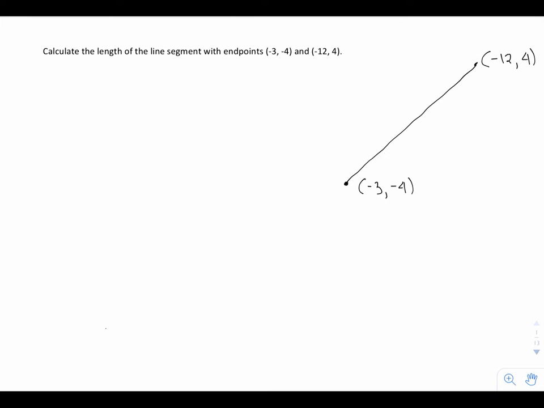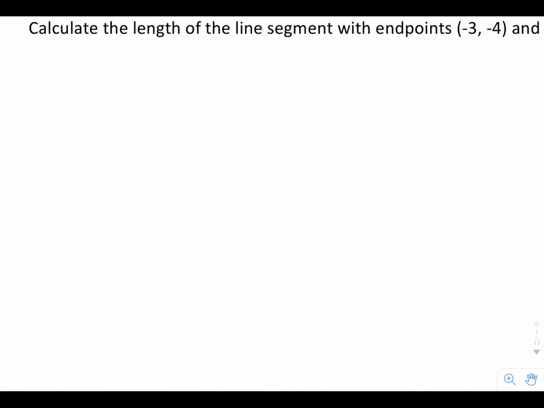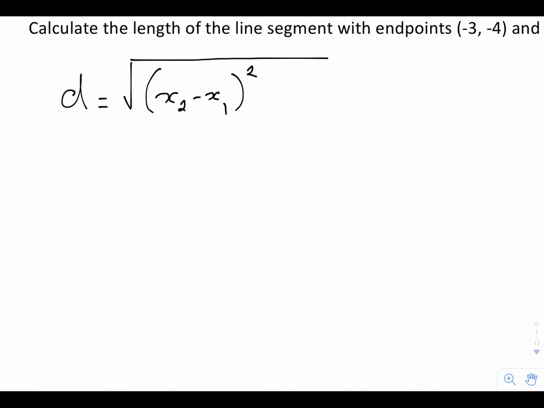Okay, now we're given a formula for the length of a line, length, distance, whatever you want to call it, and it is, in case you forgot, d equals the square root of x2 minus x1. These are the first coordinates of our ordered pairs. We take the difference and we square them. And same thing with the y values, y2 minus y1 squared.